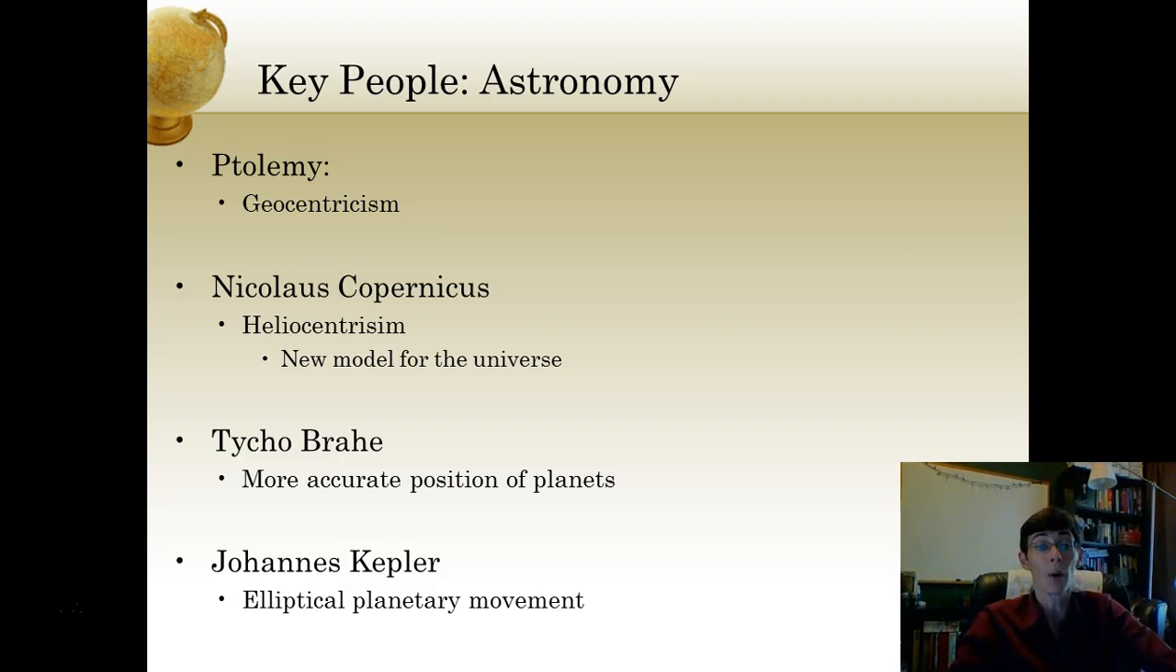We have Brahe. I always mispronounce his name. He gave us a more accurate position of the planets, and Kepler, and he's the one who gave us the elliptical planetary movement. See, prior to Kepler, everybody just thought it went in circles. If you look at the Aristotelian model, it's circular, right? And elliptical is actually accurate. That's how we were able to track the position of the planets and understand their actual rotations.